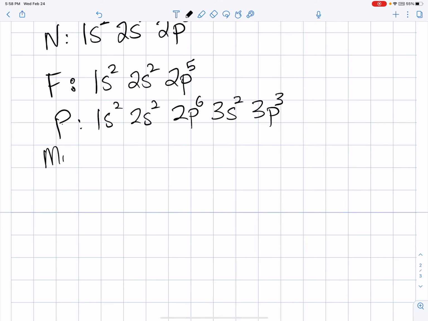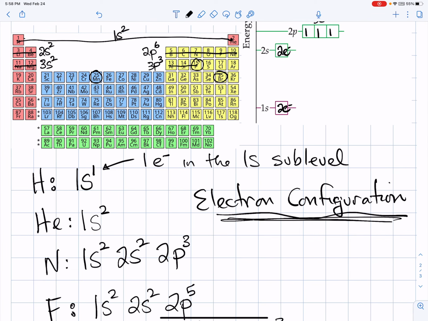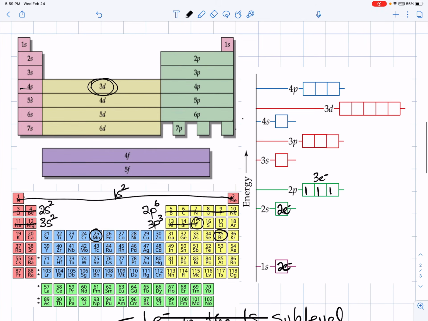Okay, so for manganese, I can look and see that manganese is in the D block of the periodic table. It's in row 4, the 4th row of the periodic table. And I remember that when you're in the D block, the energy level is 1 less than the row you're in. So if you're in the 4th row, manganese is going to finish with 3D. That's what it's going to finish with.